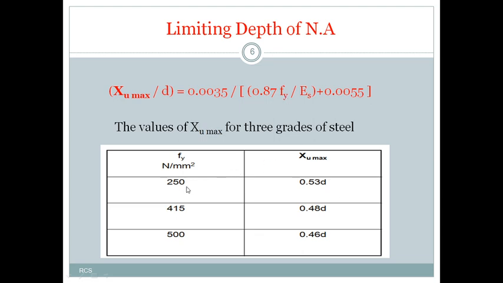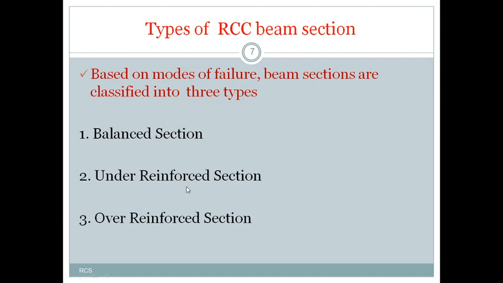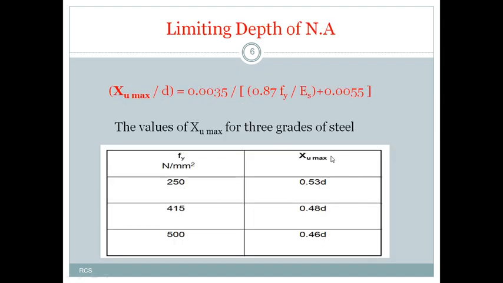So if you use Fe250, the XU max will be 0.53 D. It is for a given depth. The depth will be provided to you in the problem. For Fe415 steel, the maximum depth of neutral axis can be calculated using this equation, that is 0.48 D. For Fe500, it is 0.46 D.